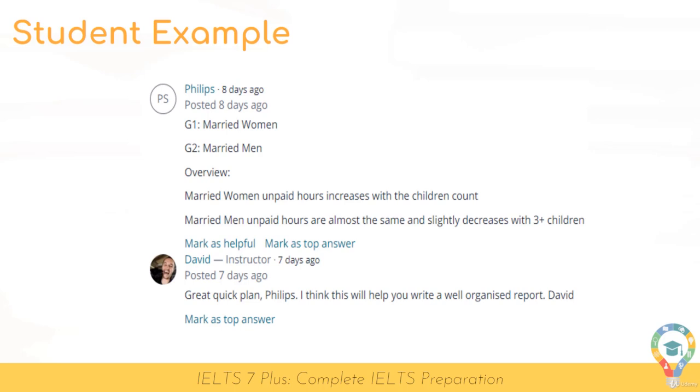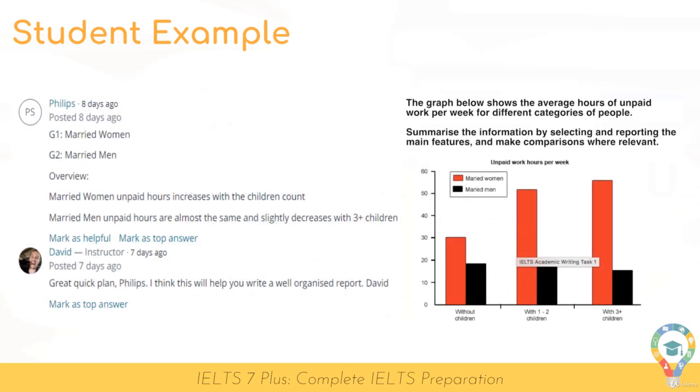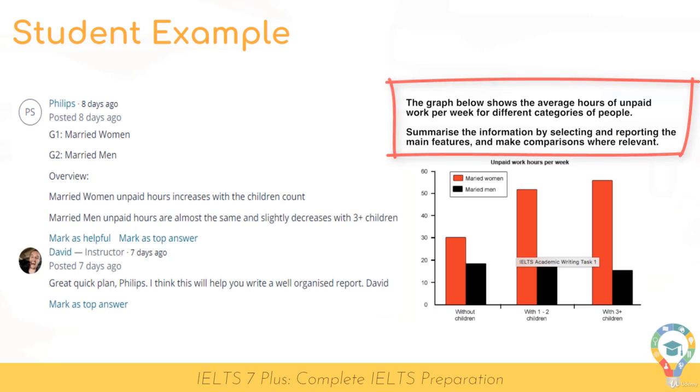And of course, underneath the plan, you can see my response. If you would like to pause the video and have another read, then please do. But I'm going to move on to taking a look at the data given to the student. We'll have a read through this question on the right now. The graph below shows the average hours of unpaid work per week for different categories of people. Summarize the information by selecting and reporting the main features and make comparisons where relevant.